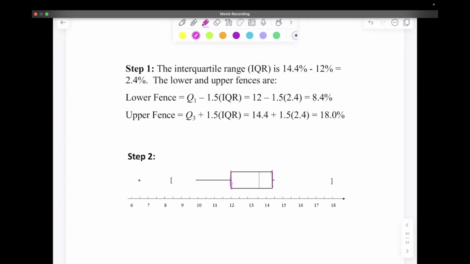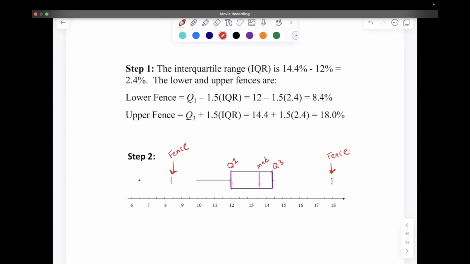Then I found my medians. Where's my median? My median looks like it's a little bit above 13.5. So this right here is the median. I'm going to write this down. So this is the median. Please do not label them on your box plot. I'm just labeling it for you so you can see where they are. These are my fences right here. This is my lower fence. This is my upper fence. Any value outside of those values are outliers.